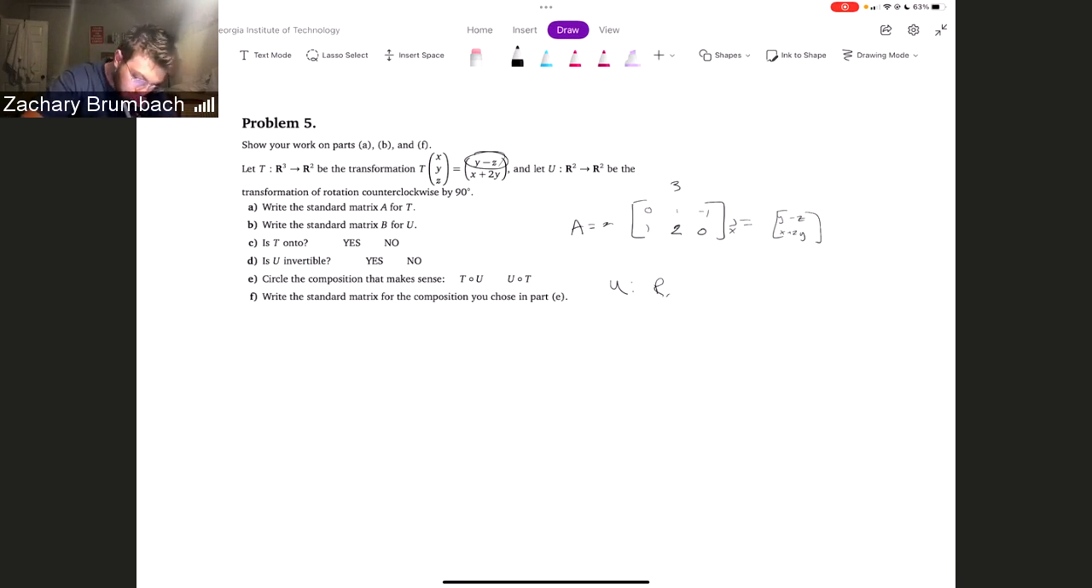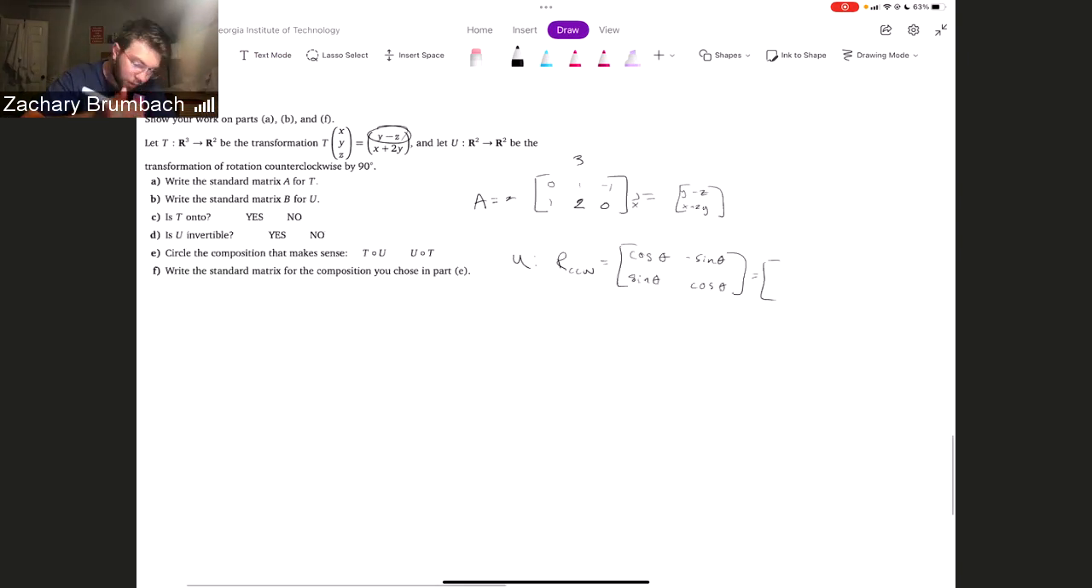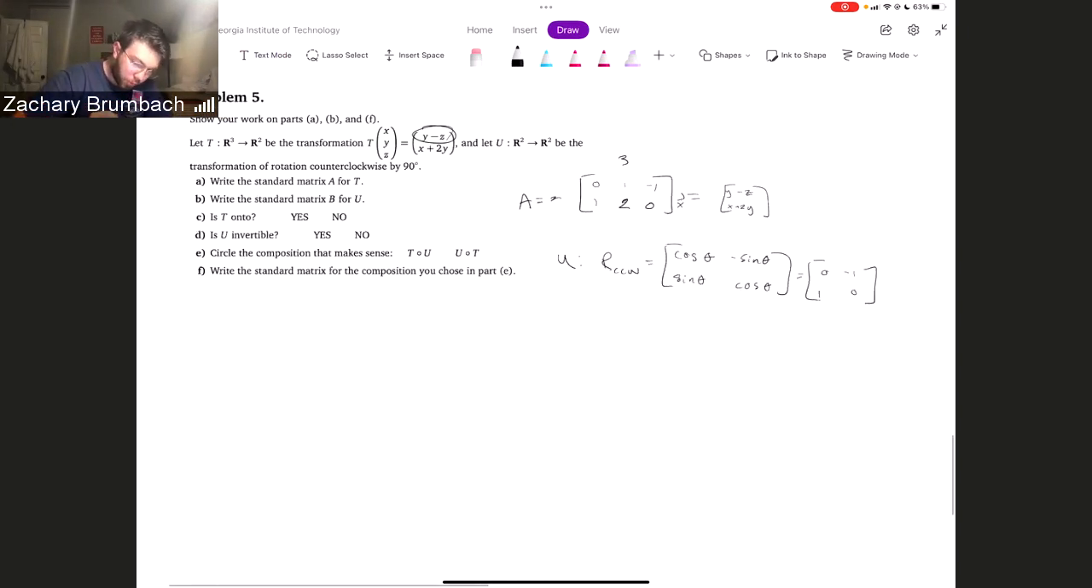For U, it's the counterclockwise rotation matrix: cosine theta, negative sine theta, sine theta, cosine theta. Counterclockwise 90 means a theta of positive 90 degrees, so we get 0, -1, 1, 0. Okay, now let's go through these. So A and B, done and done.